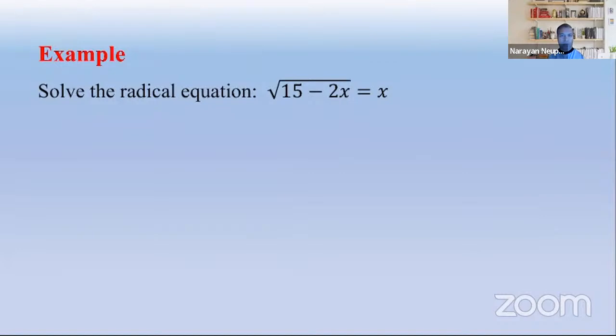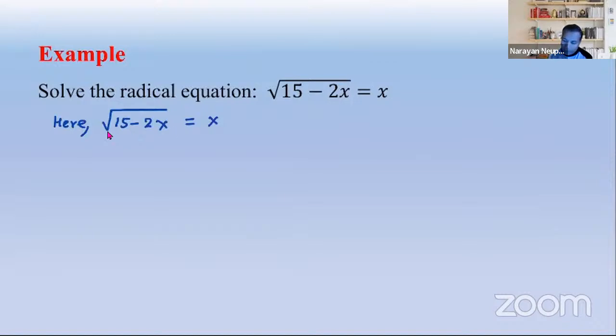Okay, let's begin. So we start with the given equation: square root of 15 minus 2x is equal to x. This problem is easy because there is only one square root in the problem. So what we can do is keep that square root on the left hand side and move other things to the right hand side. And then to remove this radical sign, we have to raise the power 2.